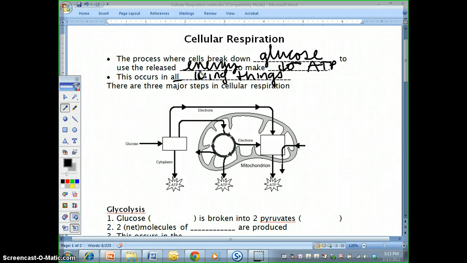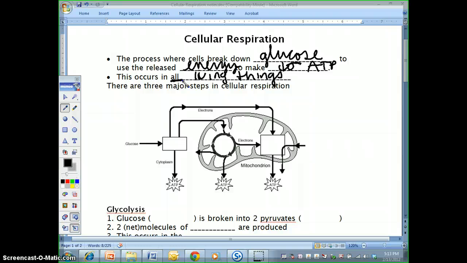Some people think plants do photosynthesis, and so it's just animals that do cellular respiration. But every single living thing, whether it's a bacteria or a plant or a fungus, has to break down the glucose to get their energy. The process happens in 3 steps.